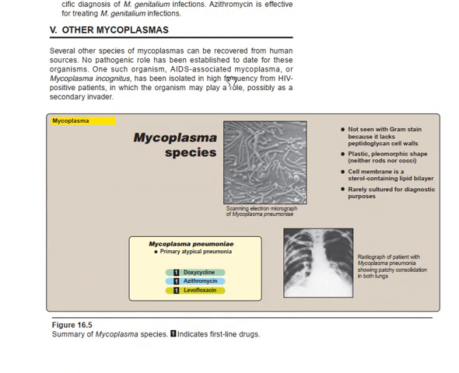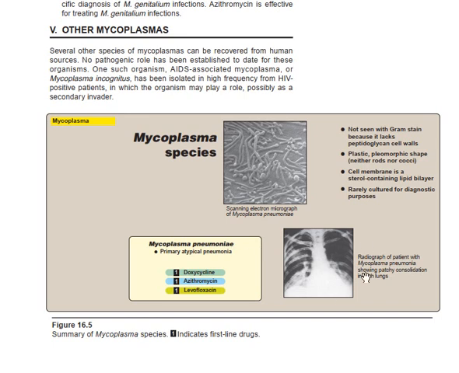So let's give a brief summary of Mycoplasma species. They are not seen on Gram stain because they lack the peptidoglycan cell wall. That's the first thing. The second thing is that they have a plastic and pleomorphic shape, so they are neither rod nor cocci. They are just like normal cells, so they don't have a particular shape. Is it clear? The cell membrane contains sterols, with a lipid bilayer, and they are rarely cultured for diagnostic purposes.